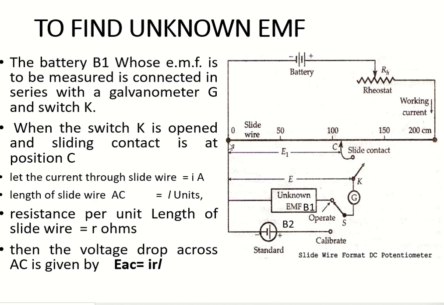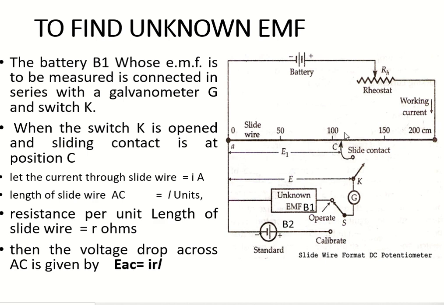This is the length of slide wire AC. Let it be L unit. Resistance per unit length of wire be r ohm. Total length is 200 centimeter. For unit length, that is for 1 centimeter, let it be r ohm. So what will it be for 200 centimeter? r into 200. Or if the length is 100 centimeter, what will be the total resistance?